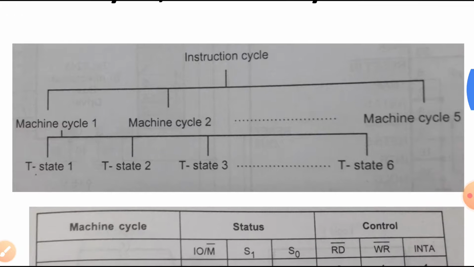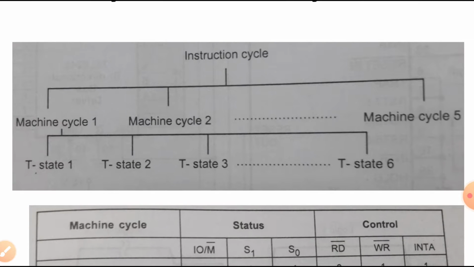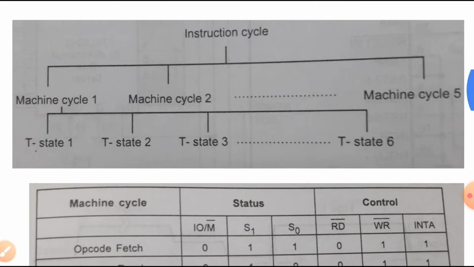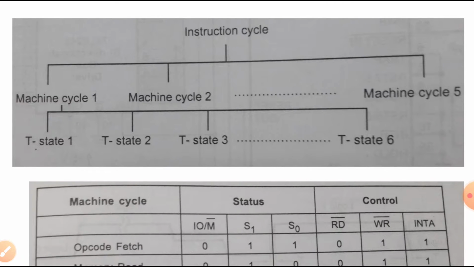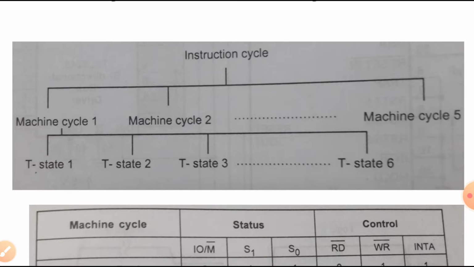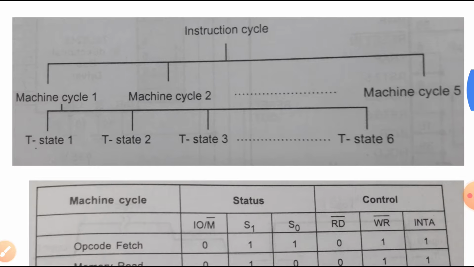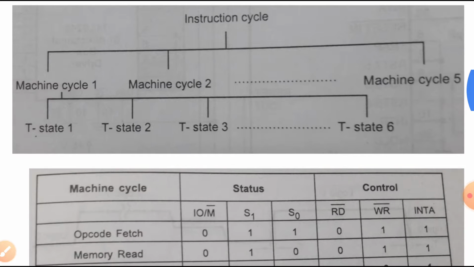So, in other words, whenever we want to move data in or out of the microprocessor, a machine cycle is required, and each machine cycle consists of 3 to 6 clock periods, or 3 to 6 clock cycles. Those clock cycles are known as T states. As far as the definition of T state is concerned, one subdivision of the operation which is being performed by a processor while executing any instruction is known as T state.